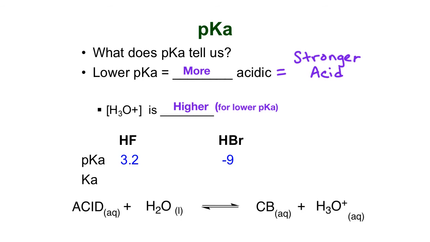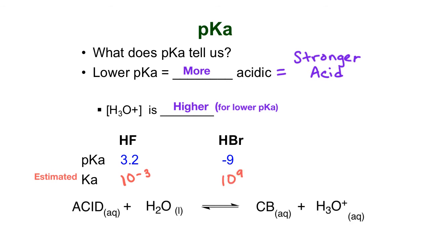For this example here, we can estimate the Ka, so we're going the opposite direction. If we were going to estimate the Ka, we would take the pKa and just make that 10 to the negative exponent. So the Ka for HF would be 10 to the negative 3.2, which is about 0.001, right? Because that would be 10 to the negative third. For HBr, it says -9 for the pKa, so what would be that Ka value? That's right, it would be 10 to the 9th.